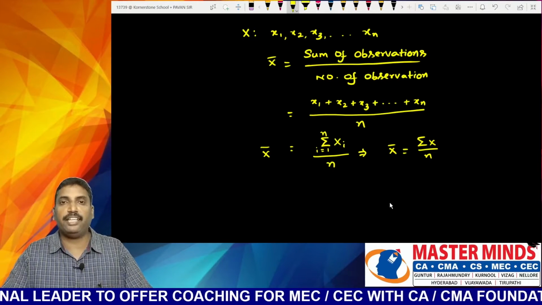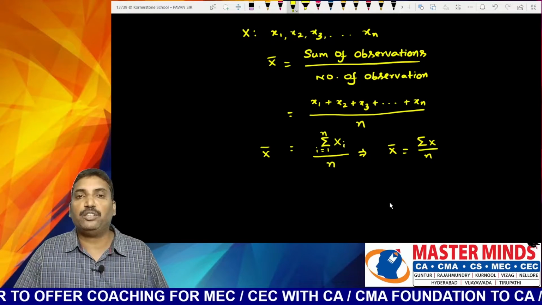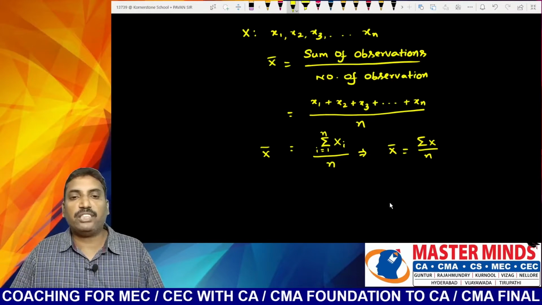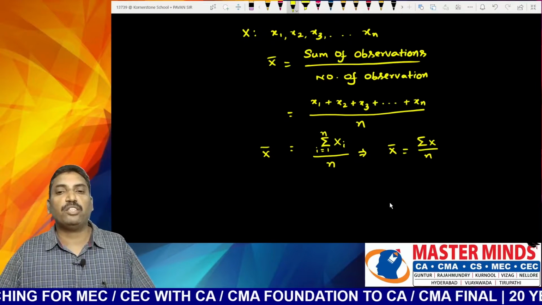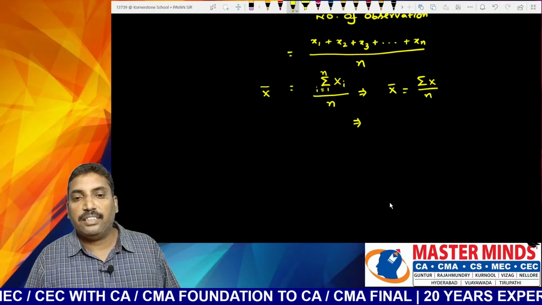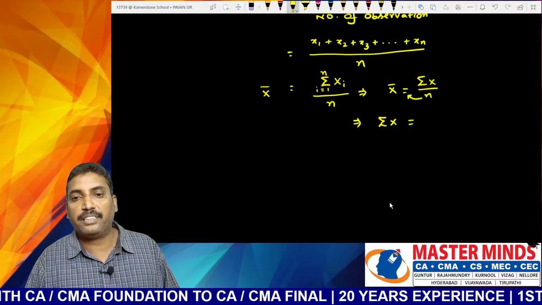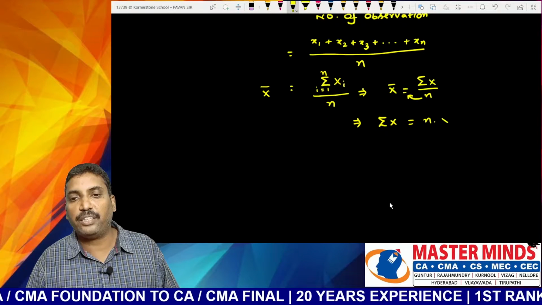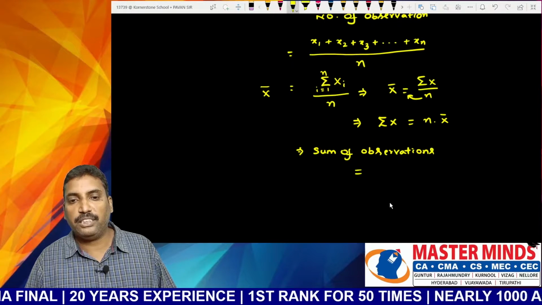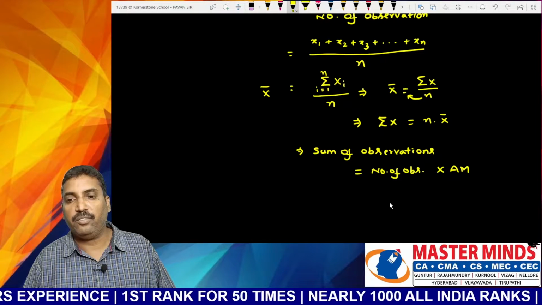Of course we know that data is divided into ungrouped data, like individual series, and frequency distributions, like discrete series and continuous series. I am giving the formula first for the individual series, that is x bar equal to summation of x by n. From this formula we can conclude, by cross multiplication, that summation of x is equal to n into x bar. That is, the sum of observations is equal to the number of observations into the arithmetic mean.